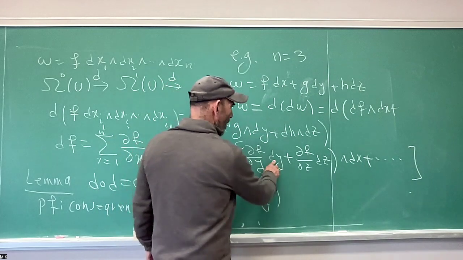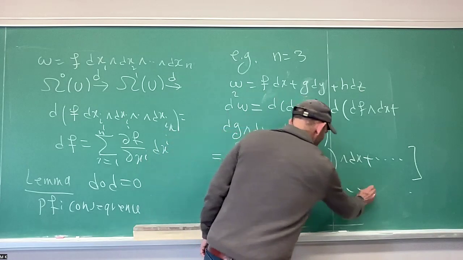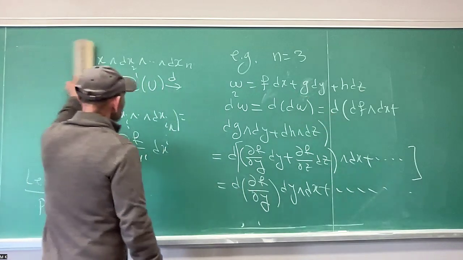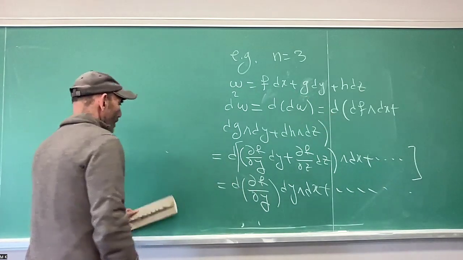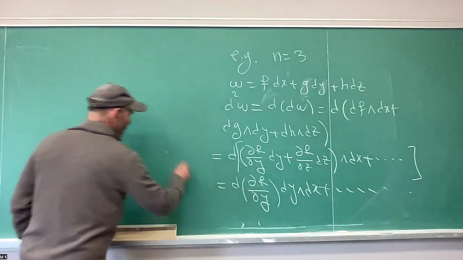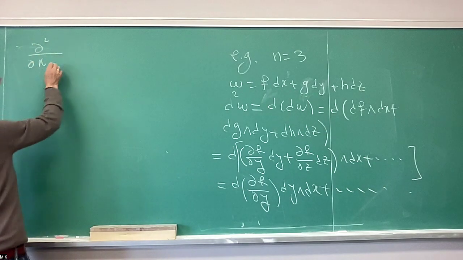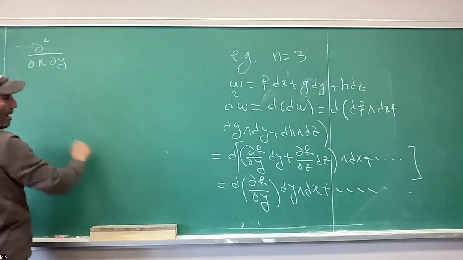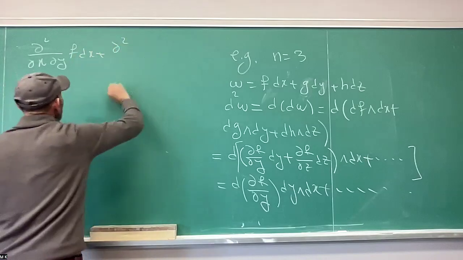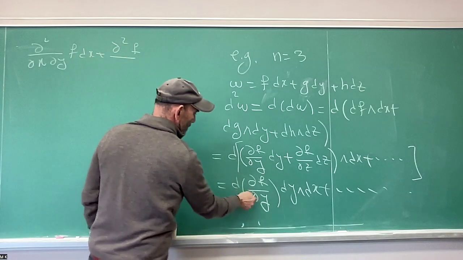Okay, then dy wedge dx, dy wedge dx plus it goes on. Now what is d of this? If you want to compute d of that, you're going to get three terms. You're going to get d2 f over dx dy times dx, plus d2 f, I just take this with respect to dy.